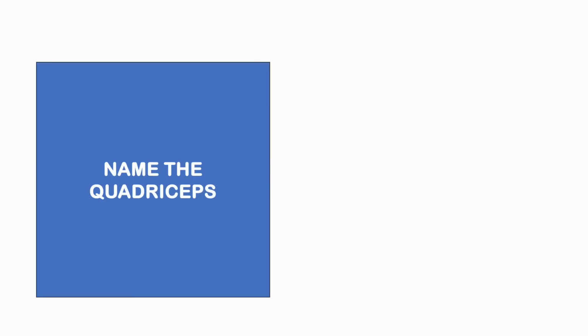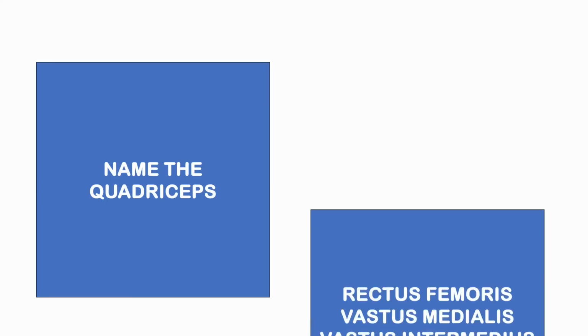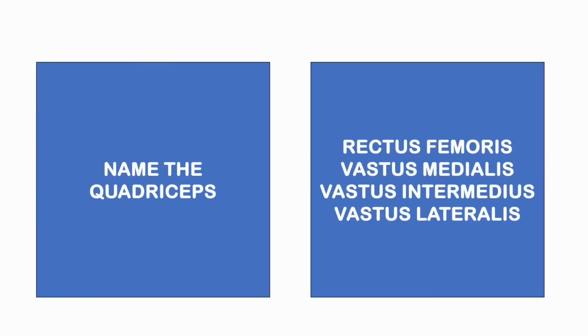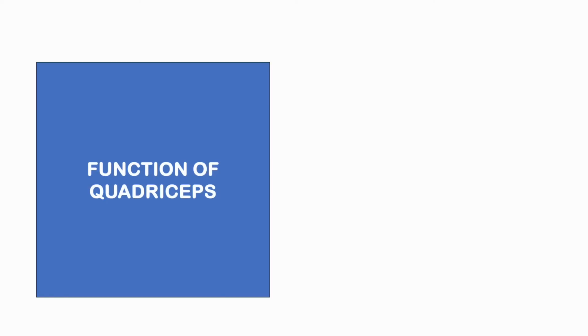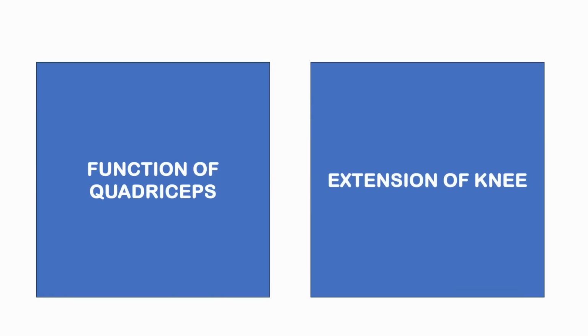Name the quadriceps. There are four muscles from the quads in the front of the thigh. They are rectus femoris, vastus lateralis, vastus intermedius and vastus medialis. They all insert on the patella and then form the patellar ligament, which inserts on the tibial tubercle. Functions of quadriceps: it helps in extension of the knee.